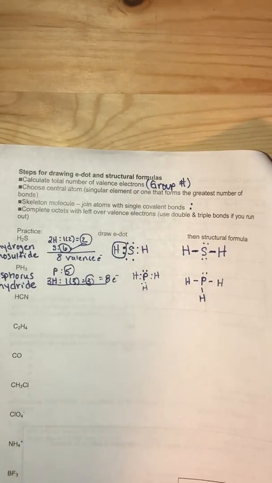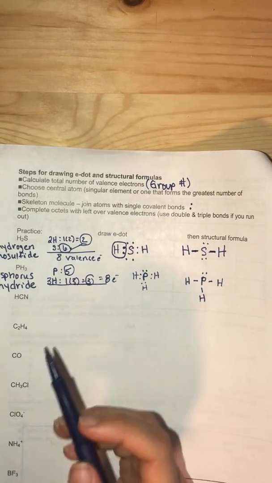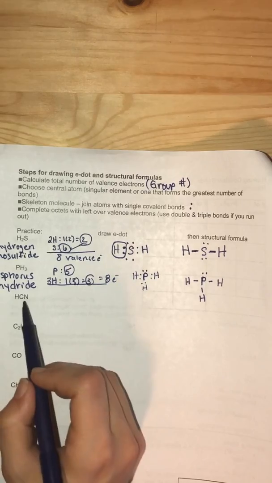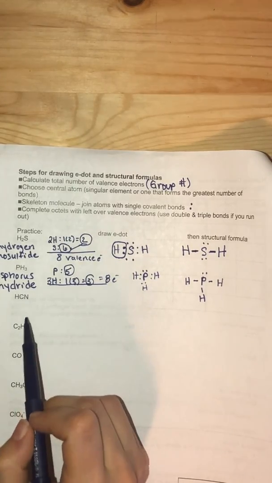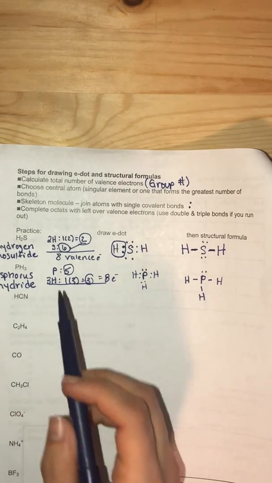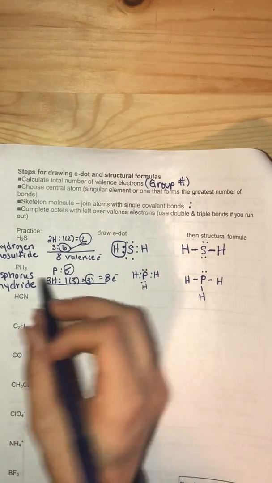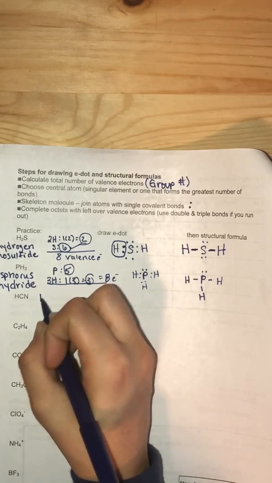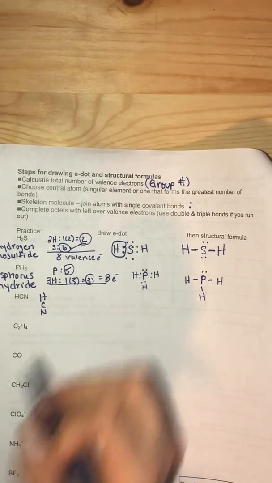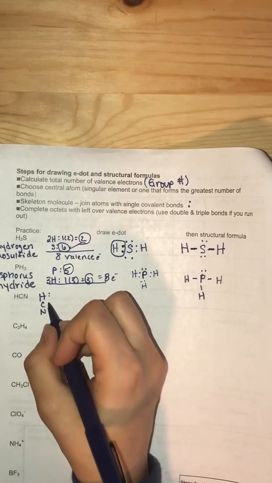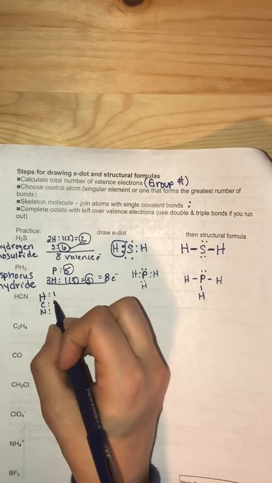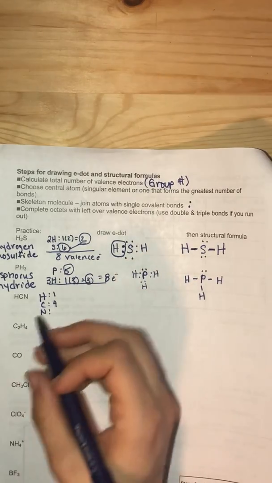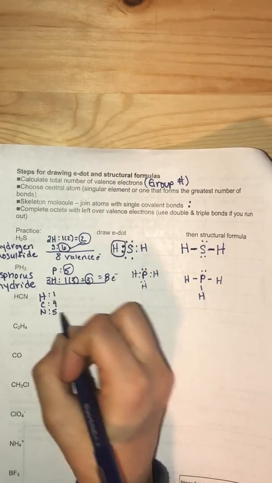I'll go ahead and do this one with y'all. We won't be asking you to name covalent compounds with more than 3 atoms. So let's count the number of valence electrons. We have hydrogen, carbon, and nitrogen. Hydrogen has 1 valence electron, carbon has 4, it's in group 4A, and nitrogen is in group 5A, so it's going to have 5 valence electrons.